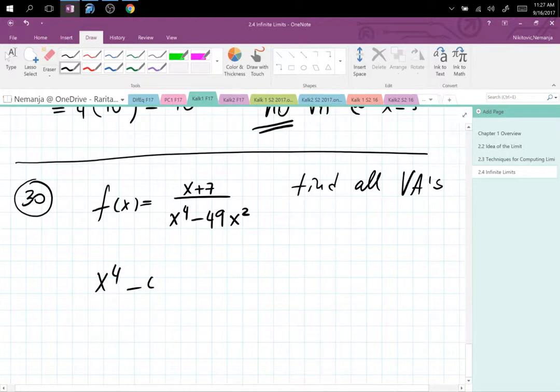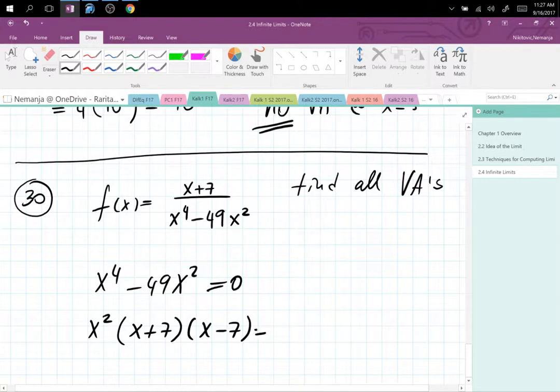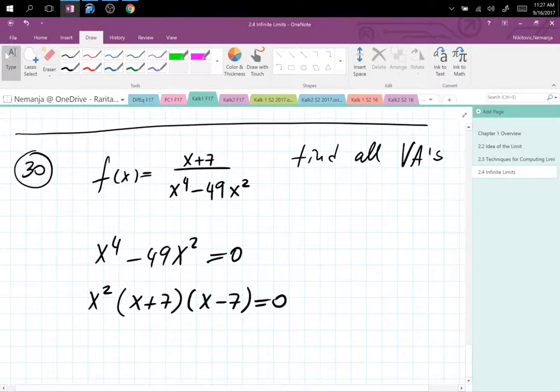x to the 4th minus 49x squared equals 0. Factor out x squared, and then (x + 7)(x - 7) equals 0. We have 3 candidates for asymptote looking here: x equals 0, x equals negative 7, x equals positive 7. So definitely 3 candidates.